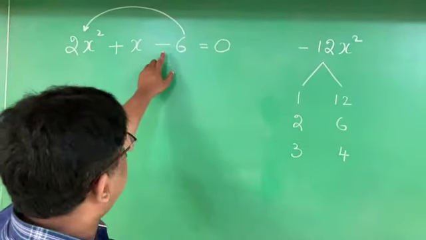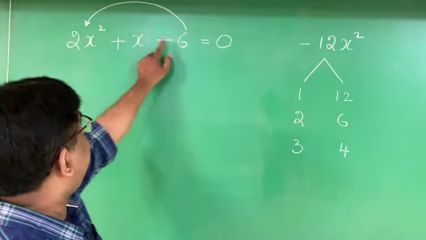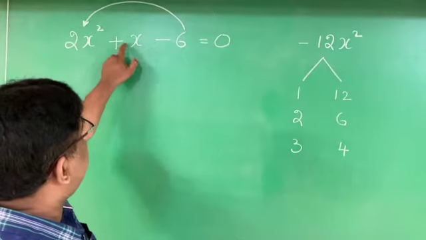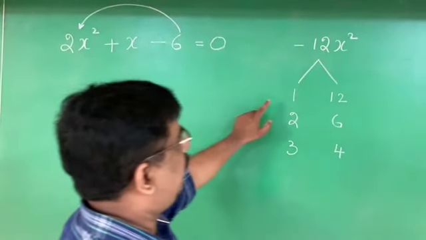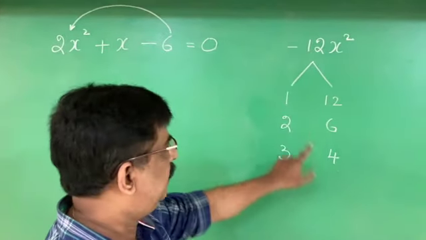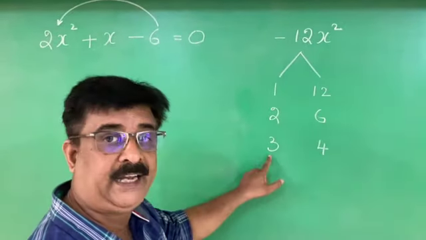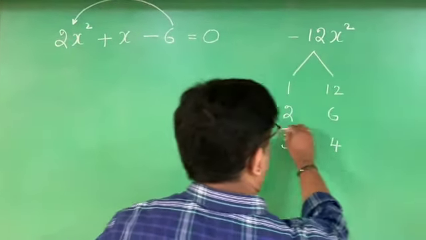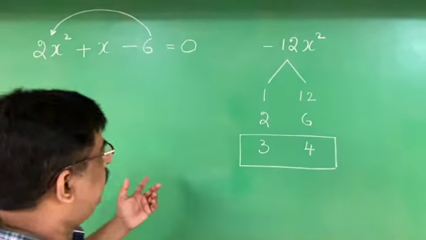See, what is the sign here? Minus. Therefore, I should subtract the factors to get the linear term. Which number is there in the linear term? 1. To get 1, which pair to be selected? 12 minus 1 is 11. 6 minus 2 is 4. 4 minus 3 is 1. This is the pair we have to select to find what is known as the linear term.